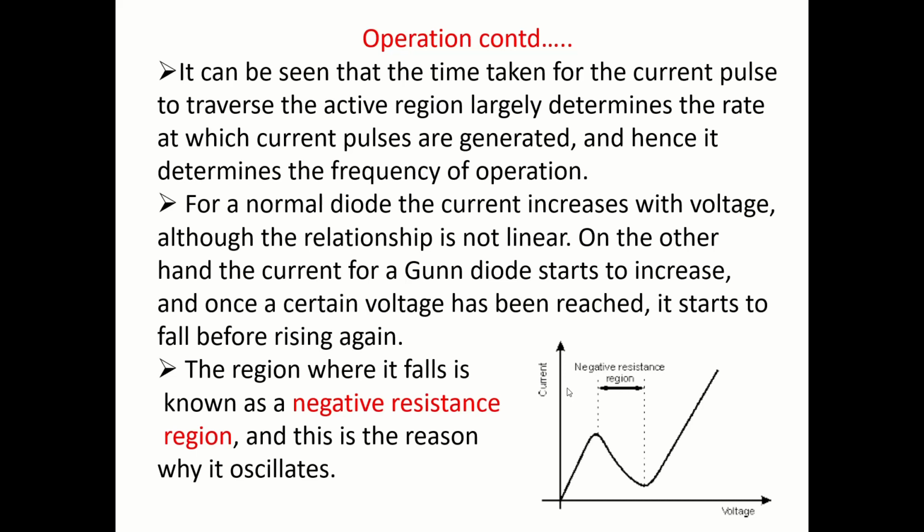So for a normal diode, the current increases with voltage, although the relationship is not linear. We know that an ordinary diode has a non-linear relationship. On the other hand, the current for a Gunn diode starts to increase, and once a certain voltage has been reached, it starts to fall before rising again. The region where it falls is known as the negative resistance region, and this is why it oscillates. Oscillation means nothing but the generation of a signal.